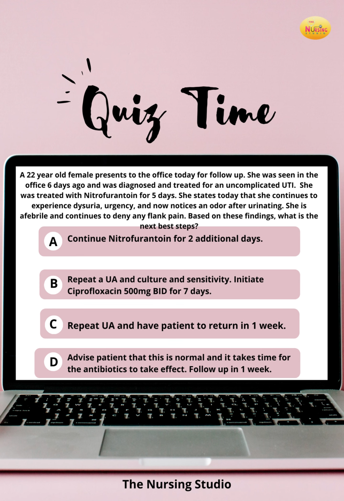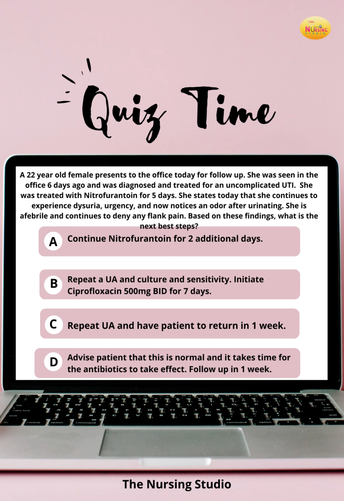All right, question number 2. A 22-year-old female presents to the office today for follow-up. She was seen in the office 6 days ago and was diagnosed and treated for an uncomplicated UTI. She was treated with nitrofurantoin for 5 days. She states today that she continues to experience dysuria, urgency, and now notices an odor after urinating. She is afebrile and continues to deny any flank pain. Based on these findings, what is the next best step?